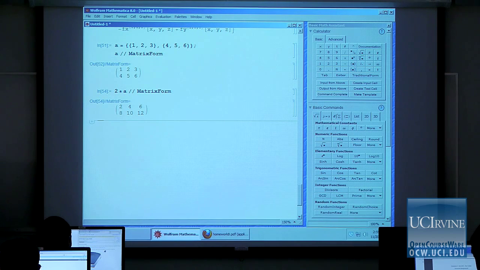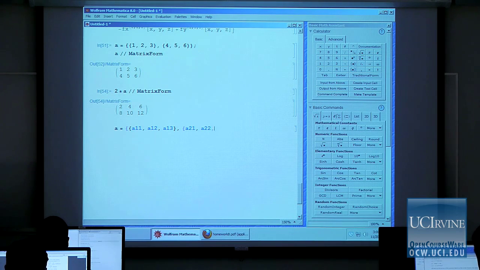Now I want to talk about matrix addition. For this, and for some examples that will follow, I'm going to define 2 generic 3x3 matrices. So I'm going to redefine A. The first row is A11, A12, A13. The second row is A21, A22, and A23. And the third row is A31, A32, and A33. Let's have a look at that: A in matrix form.